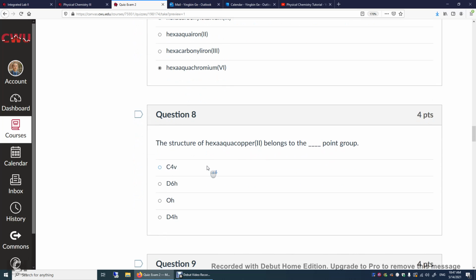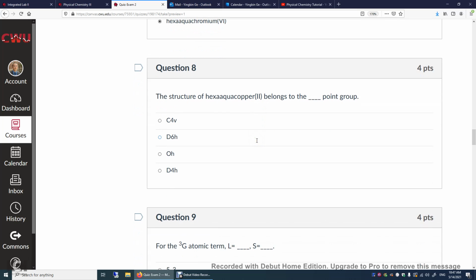Question 8. It's also about the Jahn-Teller effect. When you have hexaaqua copper(II), there are 9 d electrons. That means 3 d electrons in the 2 Eg orbitals, right? So that breaks the Oh symmetry. It becomes D4h.